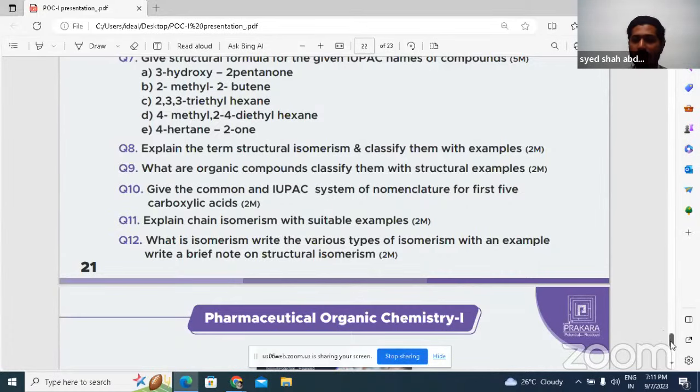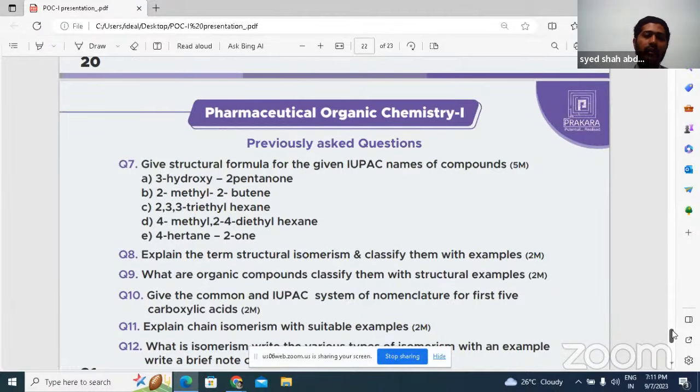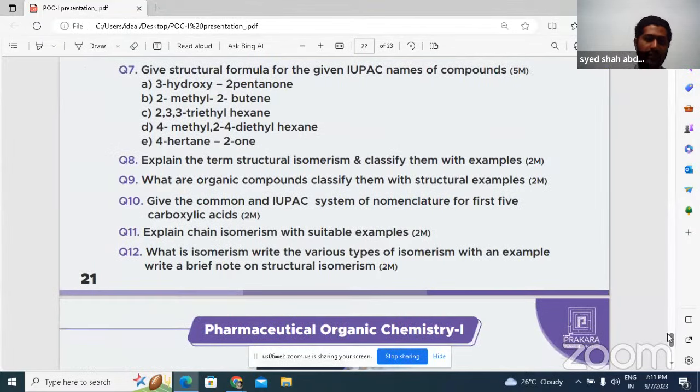So these are a few questions that have been asked in university question papers. Okay, so these are just not made up, they have been asked in the university exams. So you would be getting mostly questions related to the structure, giving the IUPAC name of the compound, or either classify them. In isomerism, they are simply asking you about the classification, different types of isomerism.